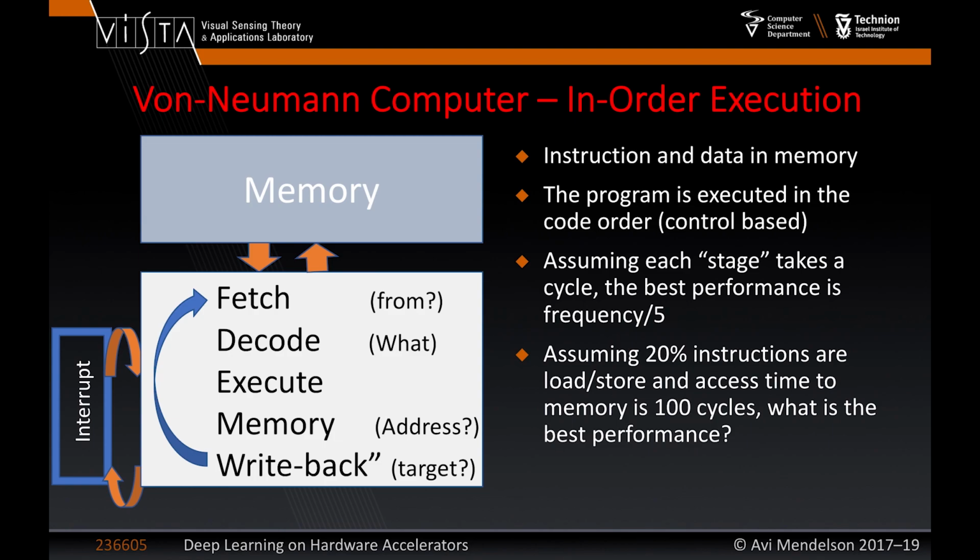So the main idea is that the instructions and data are in memory. Later on we'll see that we can break the memory into a hierarchy, but the program is executed in code order, or what we call control based. So we take instruction by instruction, and how is it executed? We make a fetch. Where do we fetch from?